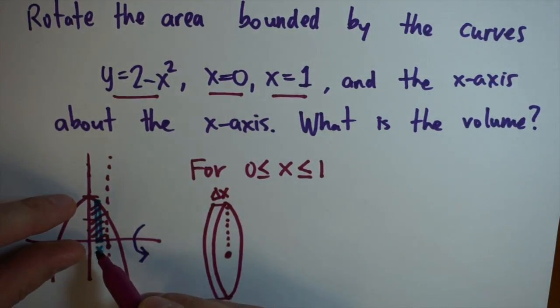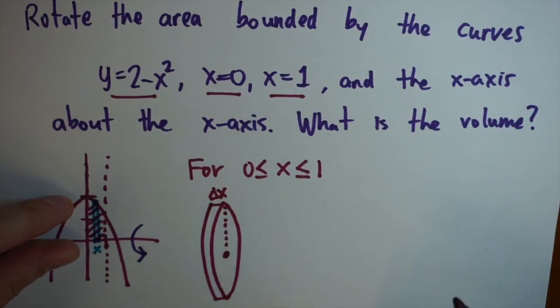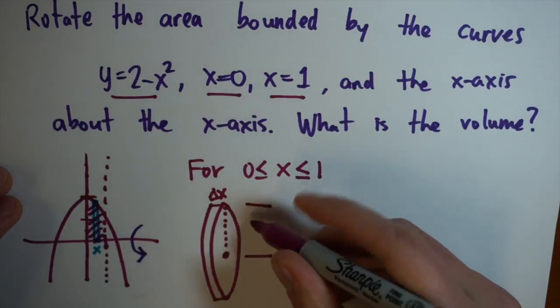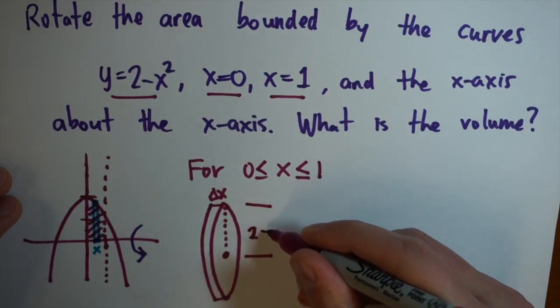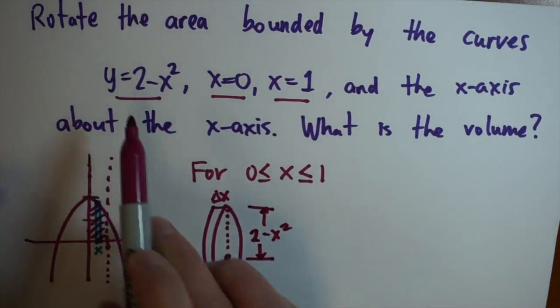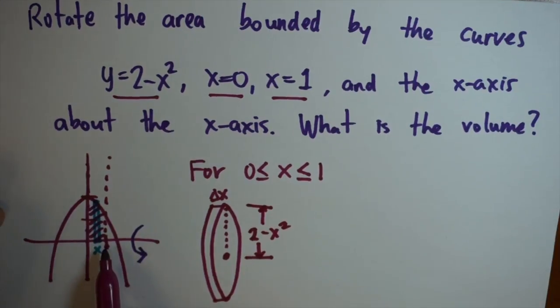The radius can be found for a particular x value by looking at the rectangle that we drew. In this case, the radius is going to be given by the function itself, which is 2 minus x squared. We know this is the radius because this is the curve that we started with, and that gives the height of the rectangle.